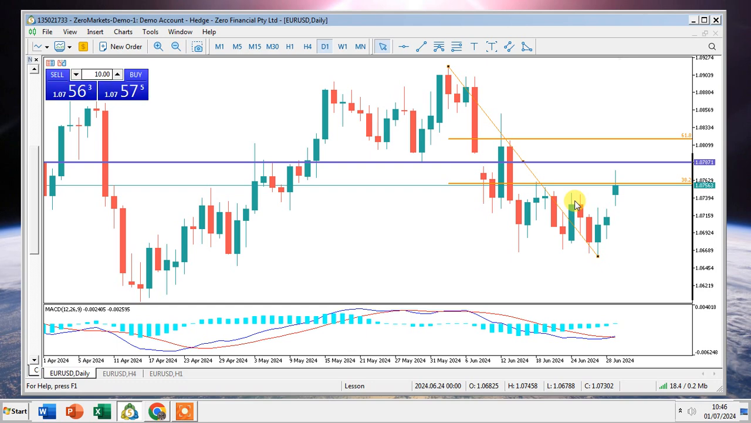Because of that, I usually don't place the 50%. But when there's a level, and you can see here that previously was support, then I'll be placing these levels and I'll be looking to use them as well for my entries.